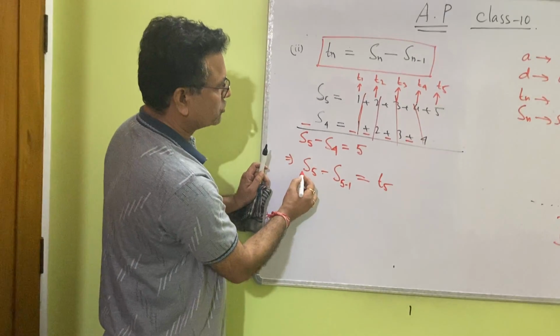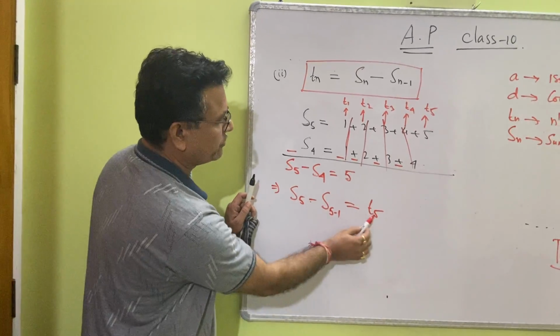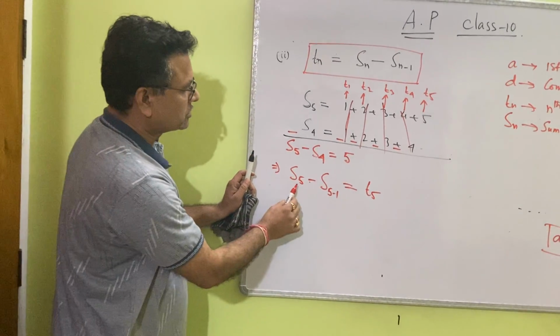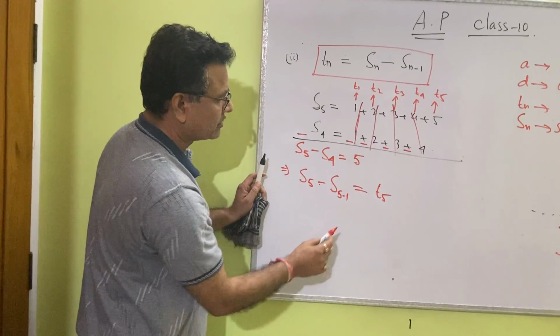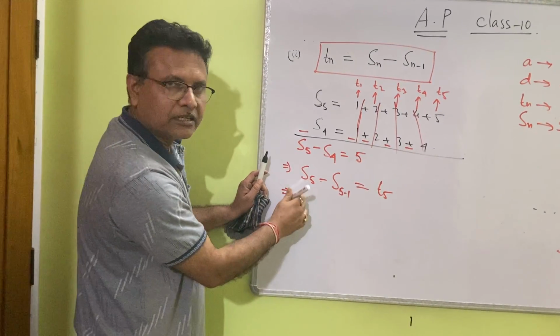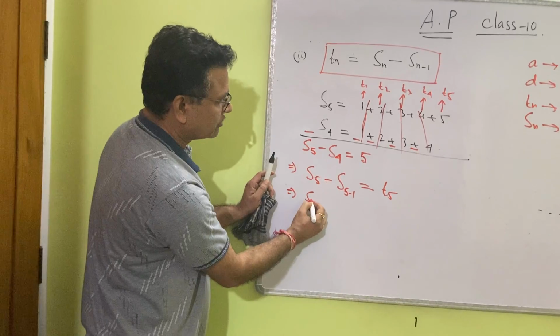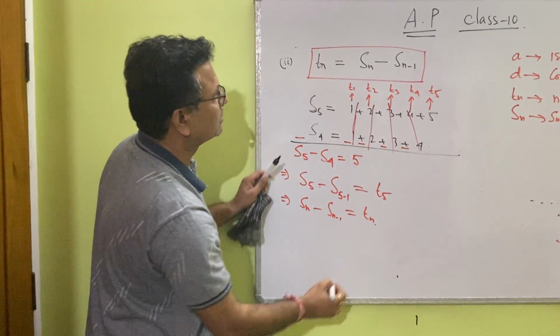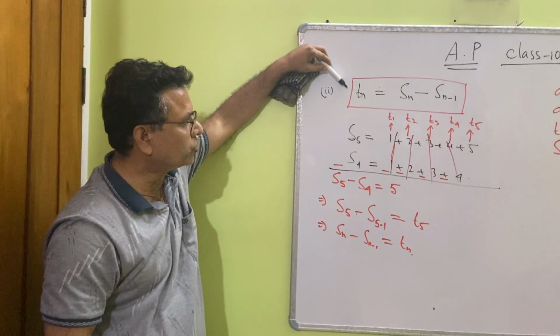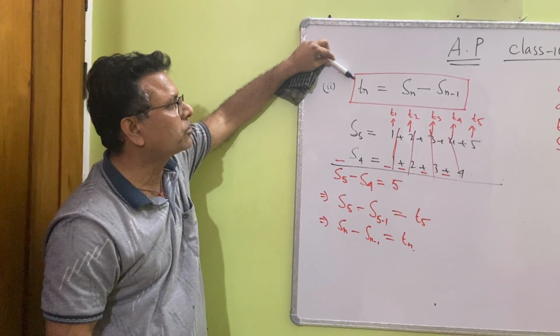So if this is true, see, everywhere 5, 5, 5. If it is 3, 3, 3, 3. If it is 7, 7, 7, 7. So if it is n, instead of 5, if I write n, then it will be Sn minus S n minus 1 is equal to Tn. That's what I have written here. So this is another very important formula.